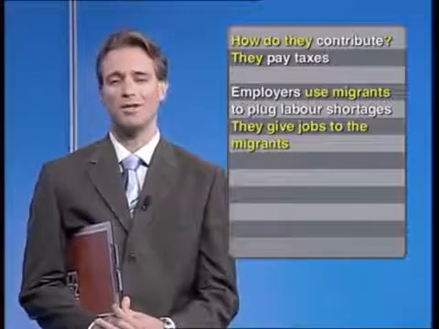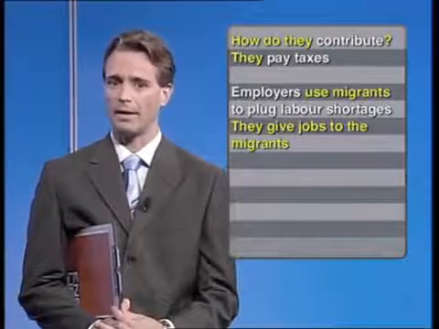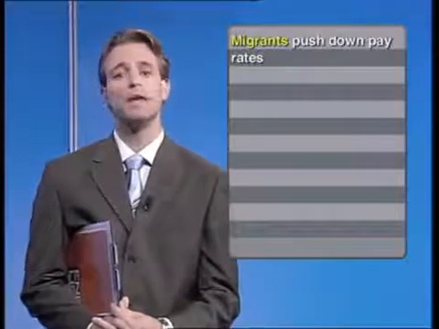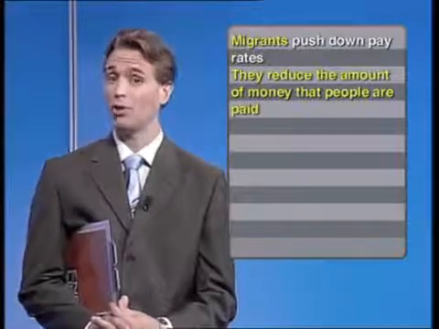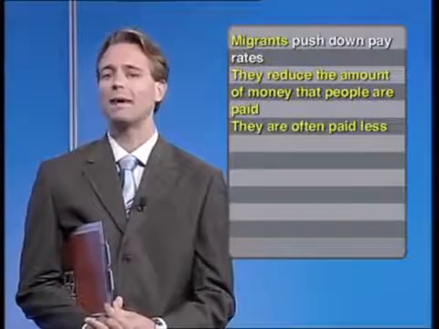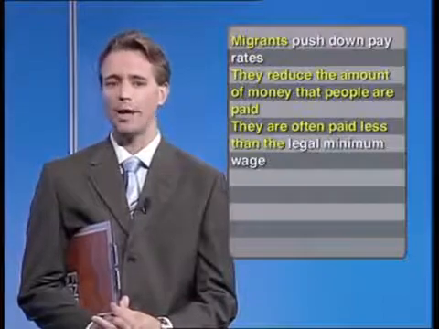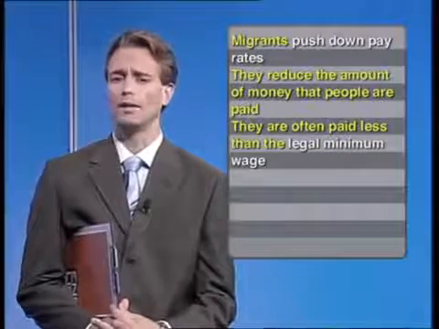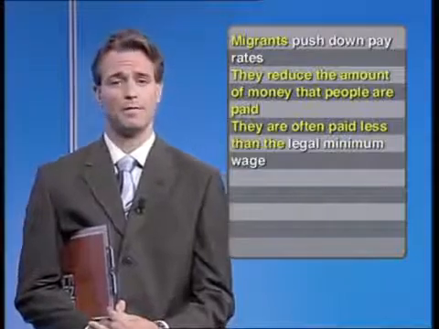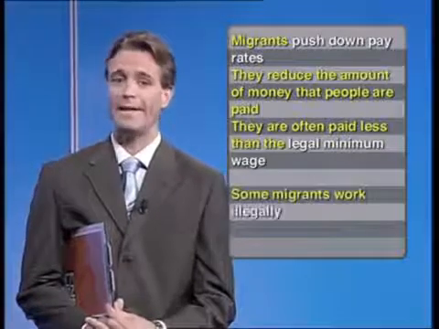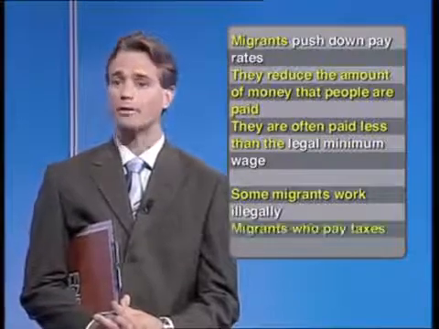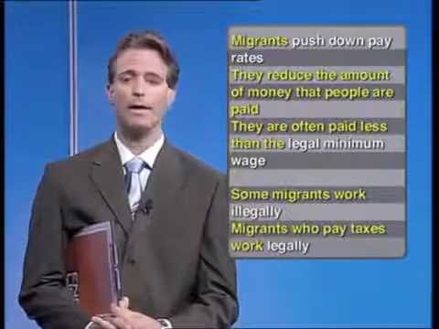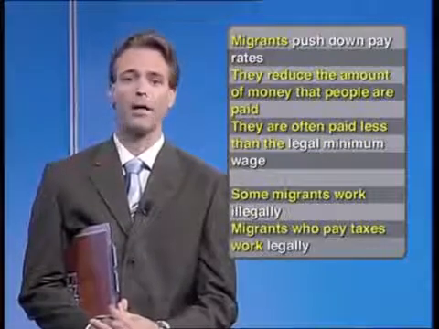Other EU politicians think immigration is a bad thing because migrants push down pay rates. This means they reduce the amount of money that people are paid. How do they push down pay rates? They are often paid less than the legal minimum wage. This is the lowest legal salary a person can receive. Some migrants work illegally. Illegally means against the law. Migrants who pay taxes work legally. Legally means following the law.